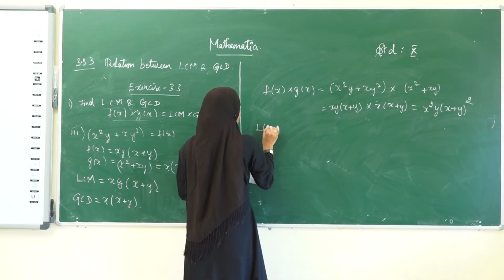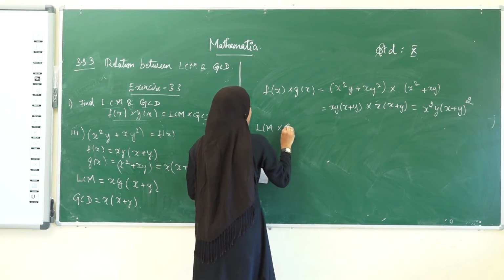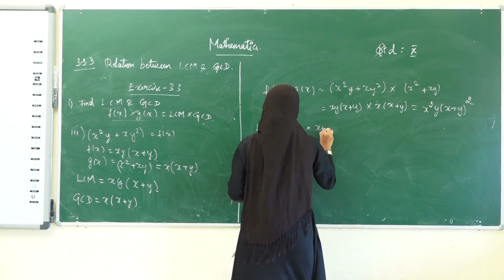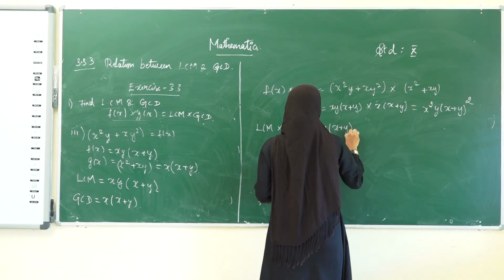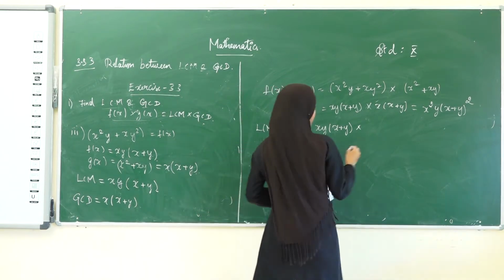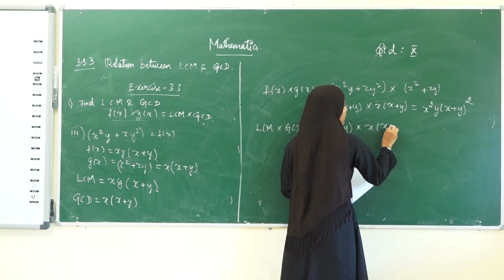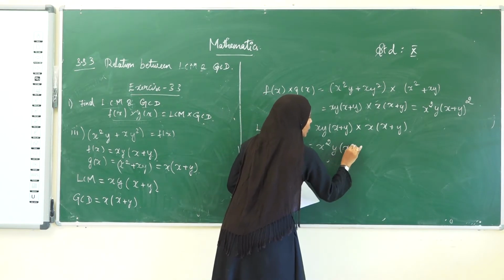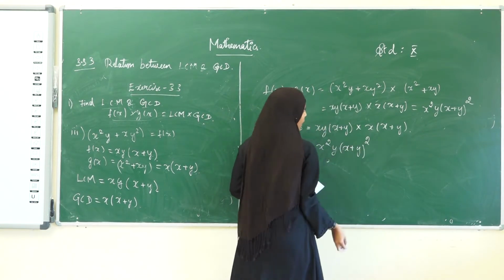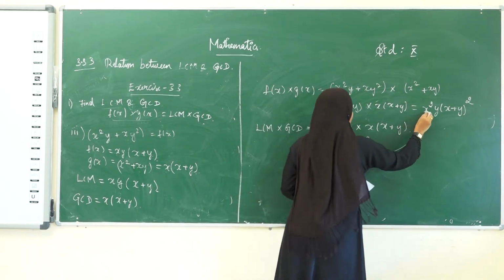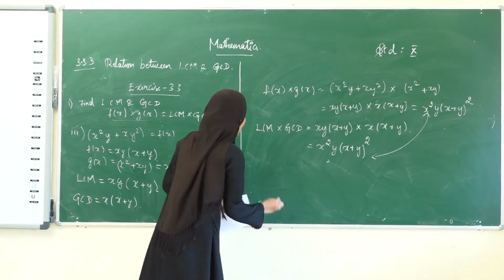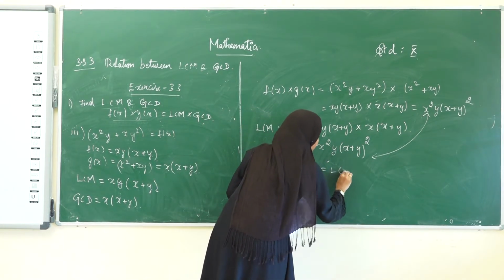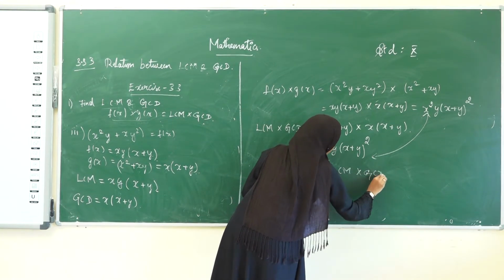Now we are going to find the multiplication of GCD and LCM. What's the LCM we have found here? xy into x plus y, and what's the GCD here? X into x plus y. Okay, we are going to multiply this. What answer do we get? X square y into x plus y the whole square. See these two terms? So hence we have proved f of x into g of x is equal to LCM into GCD. That's all with this question.